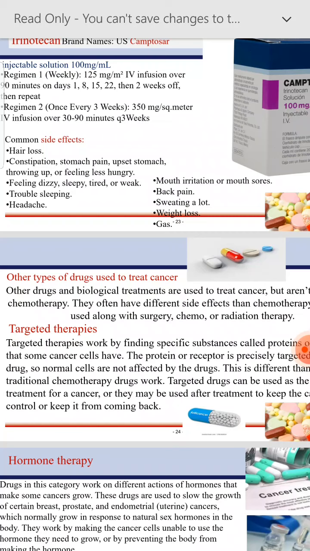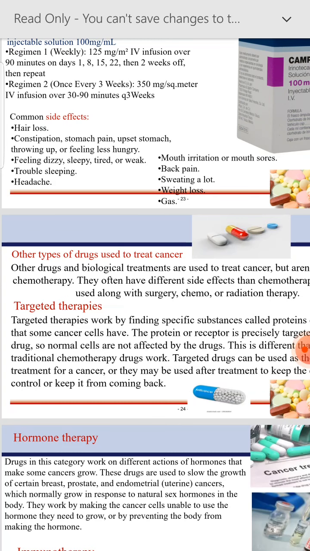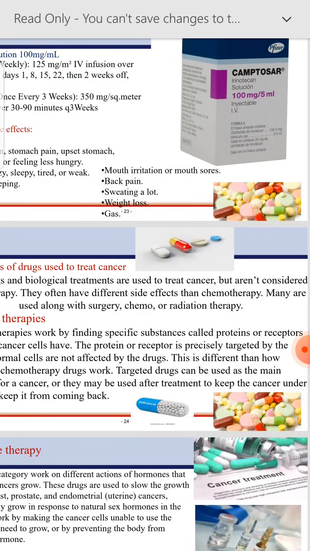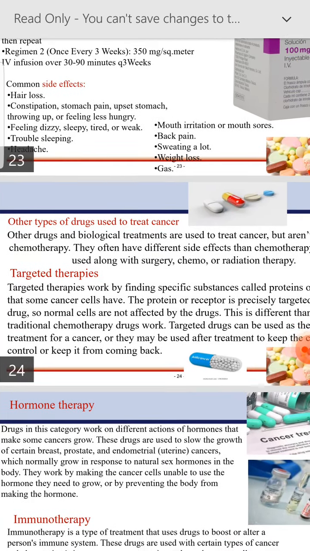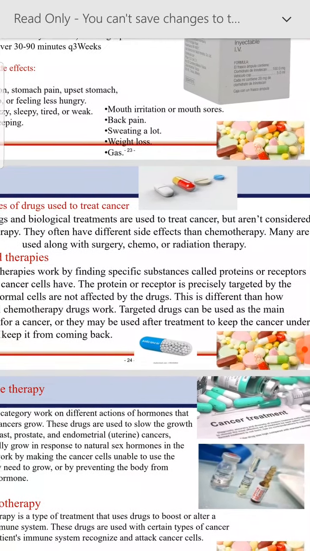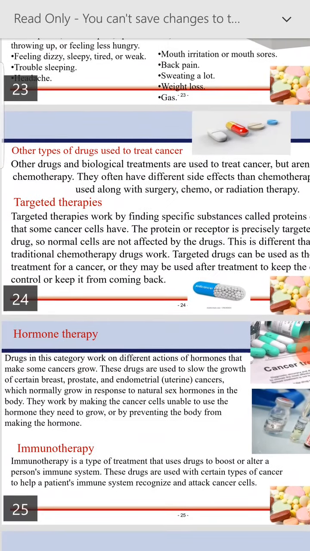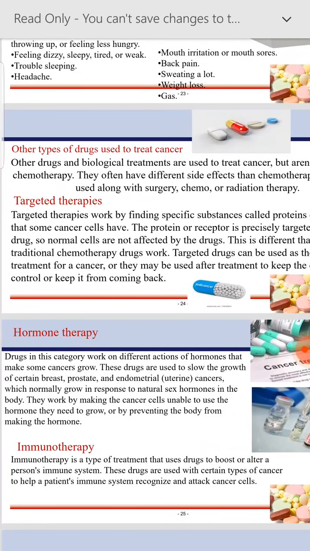Targeted therapies work by finding specific substances called proteins or receptors that some cancer cells have. The proteins or receptors are precisely targeted by the drugs, so normal cells are not affected by the drugs. This is different from how traditional chemotherapy drugs work. Targeted drugs can be used as the main treatment for cancer.